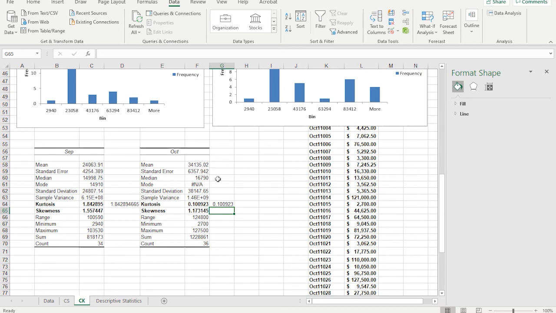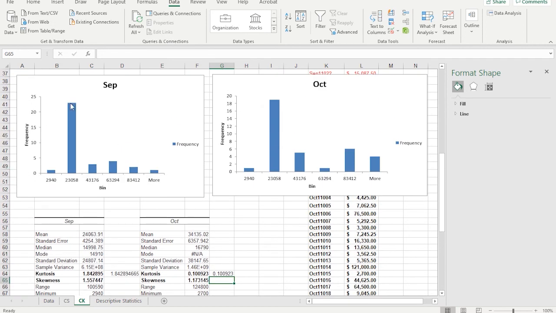So remember, with skewness, you're looking to see if the distribution is symmetrical or not, right? If it's left skewed or right skewed. With kurtosis, you're interested in the curve of the distribution. And if it's more peaked, then there's less variation. But if it's a flatter type of curve, then it varies more.